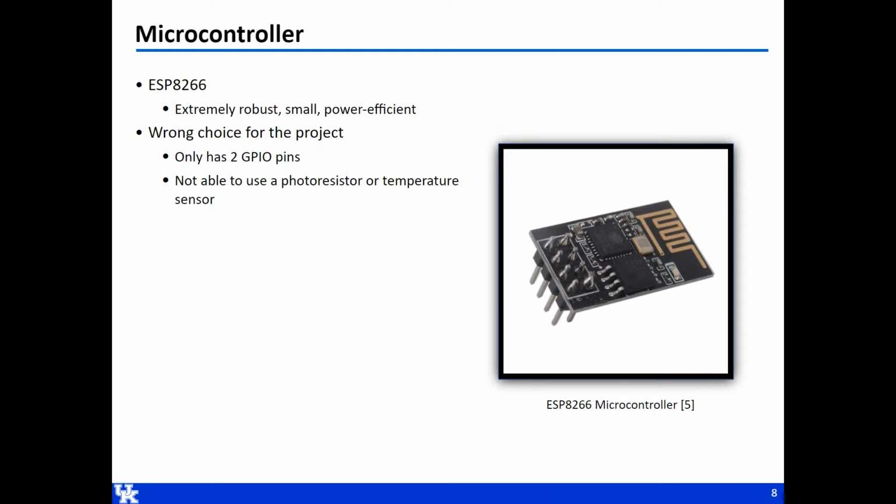The microcontroller is very robust, it's small, and it's power efficient. The small size of the microcontroller was extremely important to us to be able to hide it inside the top of the blinds. The power efficiency was nice to allow for future power to come from solar cells, which is something we'd like to do later on. The major downside to this microcontroller is that it only has 2 GPIO pins. This means that we're not able to use a photoresistor or a temperature sensor as we previously were talking about doing.